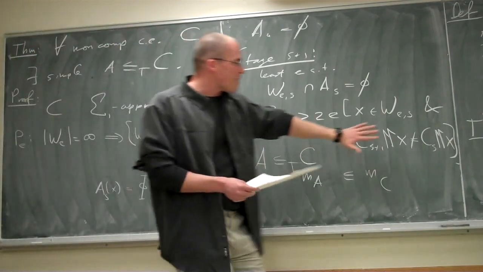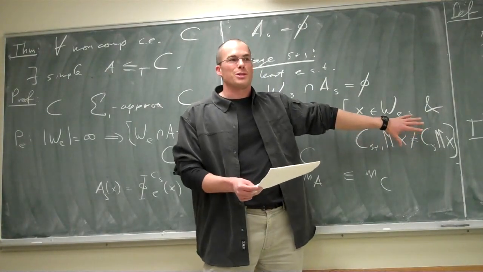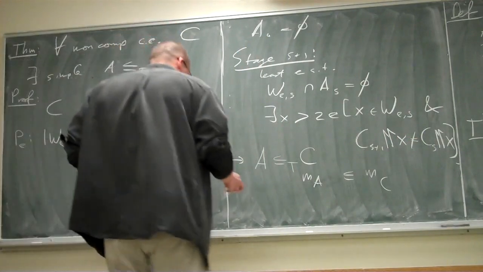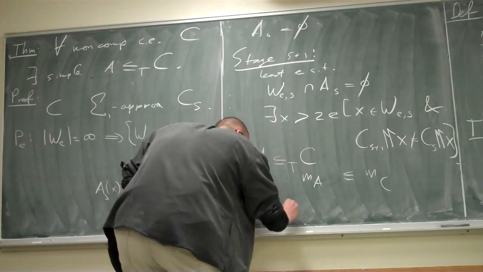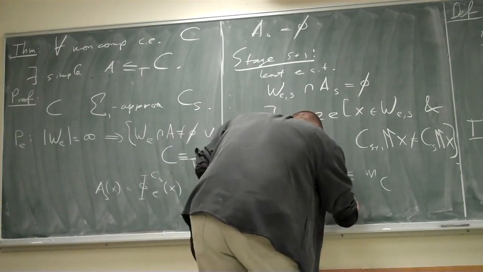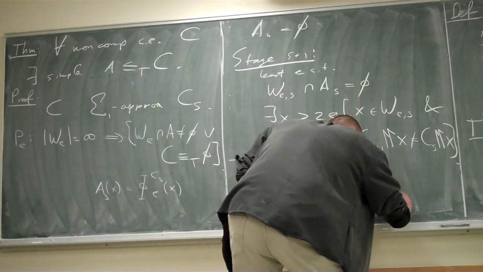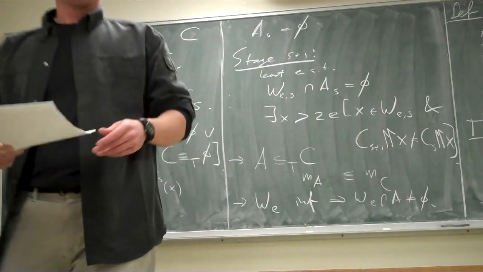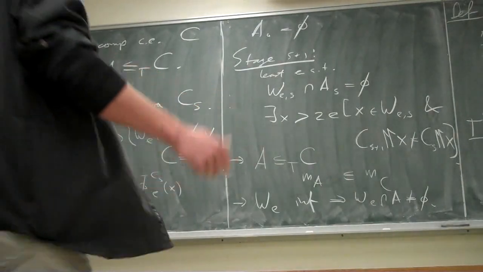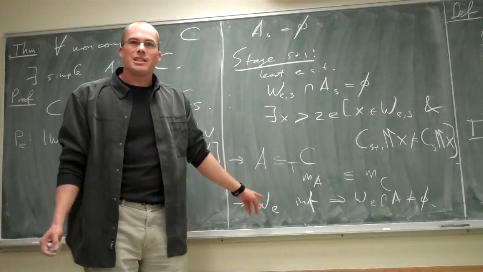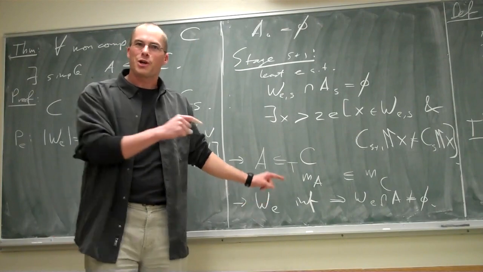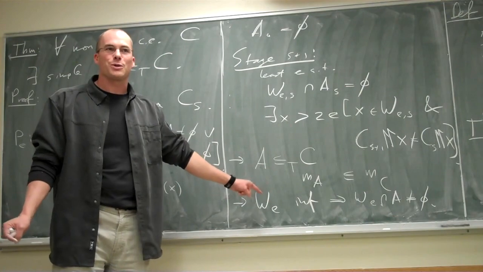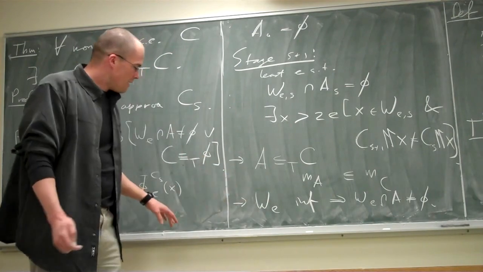Now we observe, of course, that without this, satisfaction of the requirements was all obvious. With this, we need to now argue that this happens. So we need to see that if WE is infinite, then WE intersect A is not equal to zero, right? It could now be that WE is infinite. So I'm going to argue what would happen if this is not satisfied. And that will show us why it is satisfied.